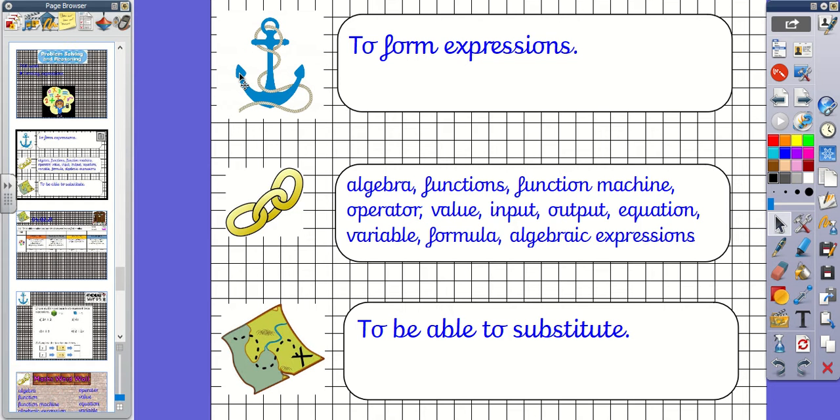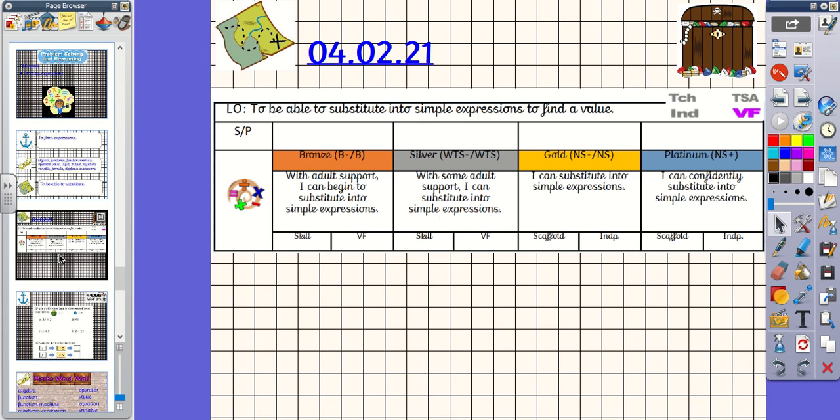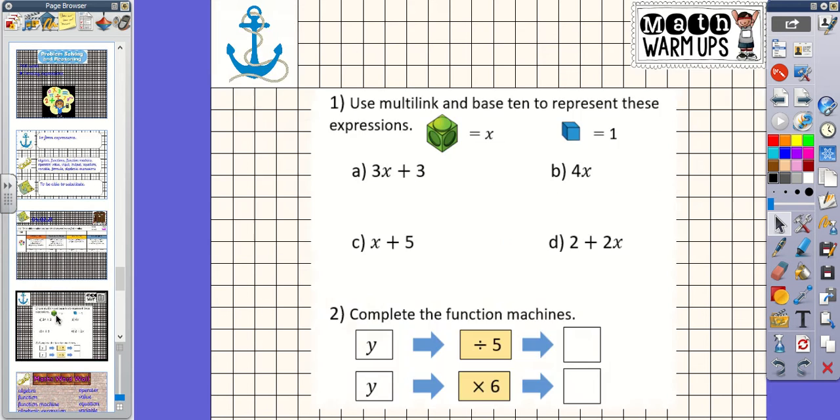Well done for all of your perseverance and resilience yesterday from your algebra lesson. I know it was quite tricky, and today is going to be another tricky lesson, but stay focused, stay concentrated, and we will get through it together. Okay then, so today we are going to be looking at substituting. We will talk a bit more about that as we go on.